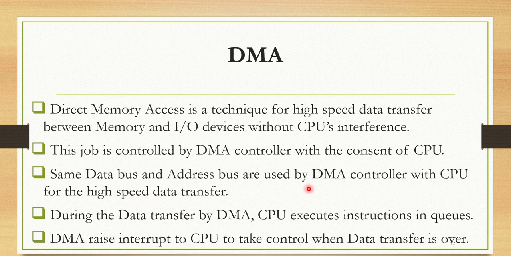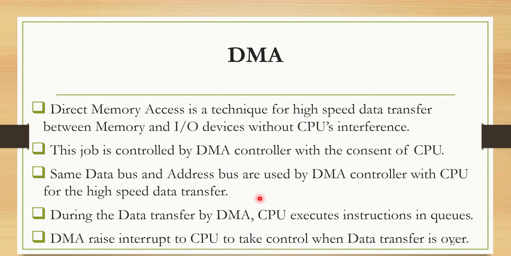The same data bus and address bus are used by the DMA controller and the CPU for high-speed data transfer. It means the data bus is the same, only on the motherboard. That data bus is shared by the CPU, shared by DMA, and used by all the peripherals of the computer.